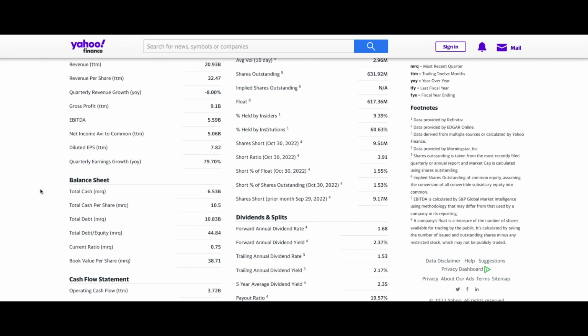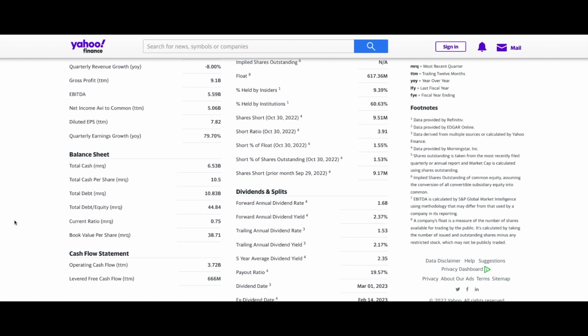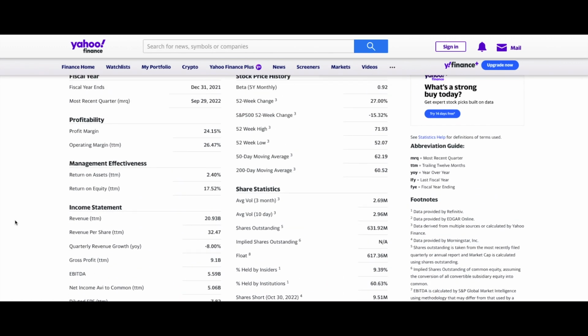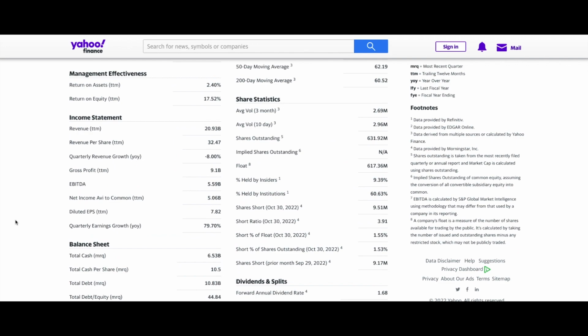Float 617, 600 million shares, got an institutional buy-in of around 60% of that. The float's not really being shorted that much, so I wouldn't look for shorts to come in and drive this down. But what I would be looking for is profit taking. This is a relatively well-managed company.